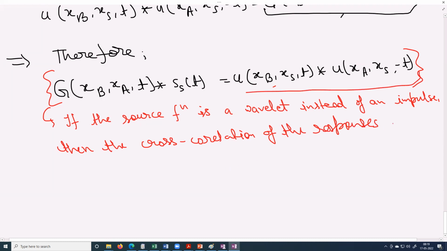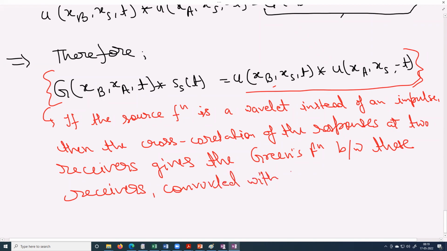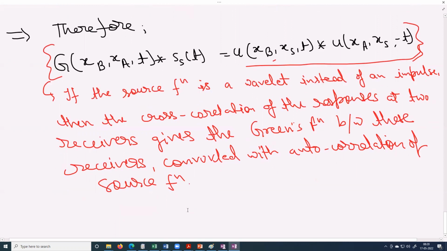at two receivers gives the Green's function between these receivers, which is convolved with the autocorrelation of the source function.